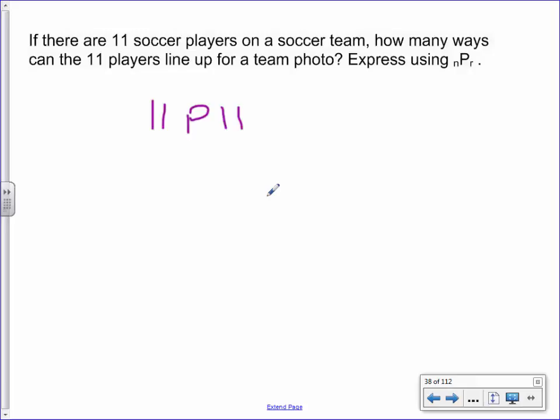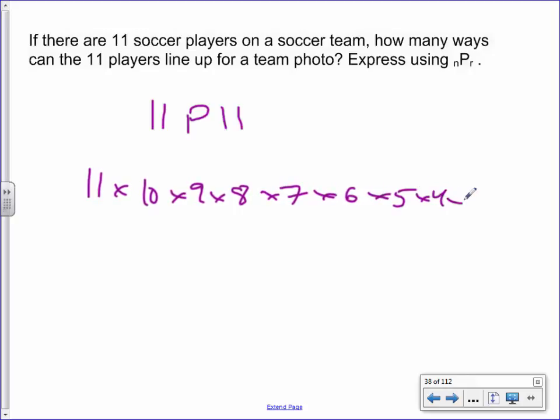Can we simplify it? We could write this a few different ways. You could write this as 11 times 10 times 9 times 8 times 7 times 6 times 5 times 4 times 3 times 2 times 1. This would also be equivalent to 11 factorial, by the way. All 3 of those things would get you the same number, because in all 3 of those scenarios, everybody gets selected. There is nobody who gets left off the team.